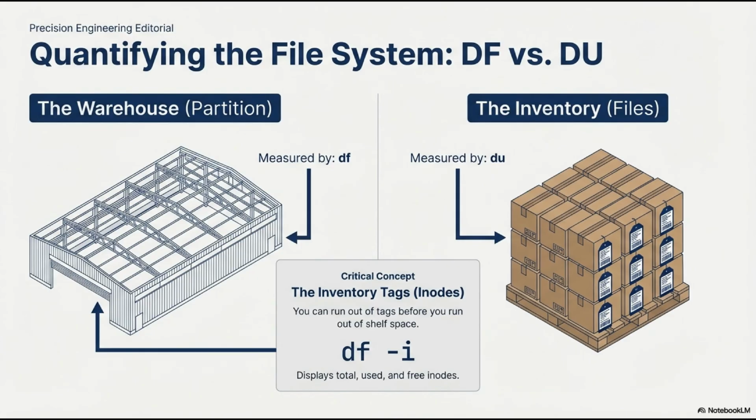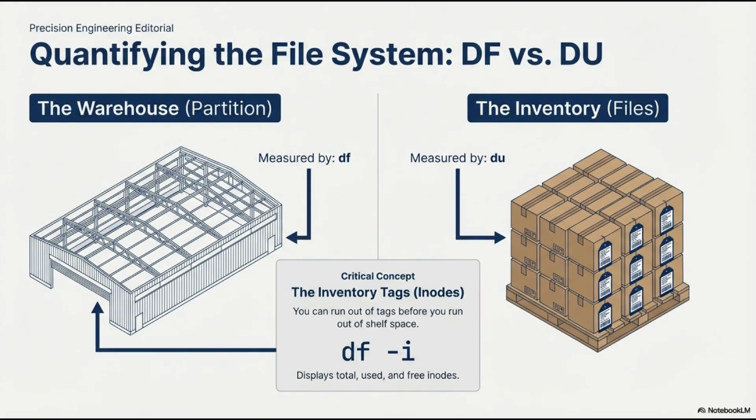df -i. Just adding that i. That little i switches the entire view from blocks, which is shelf space, to inodes, the tags. It shows you the total, the used, and the free inodes. And if you see that used percentage at 100%. It doesn't matter how many gigabytes are free. You're completely dead in the water until you delete some files to get their tags back. Okay, so df -i is the sanity check.